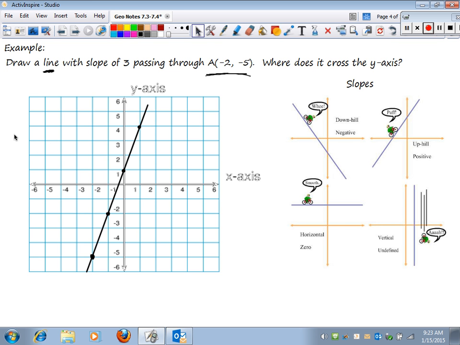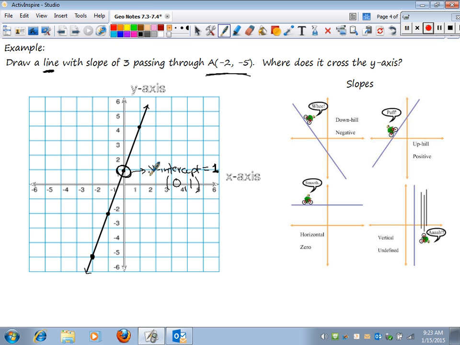And there's your line. Where does it touch the y-axis is what it's asking. It says, where does it cross the y-axis? Y-intercept. Y-intercept equals 1. So that would be the point (0, 1).